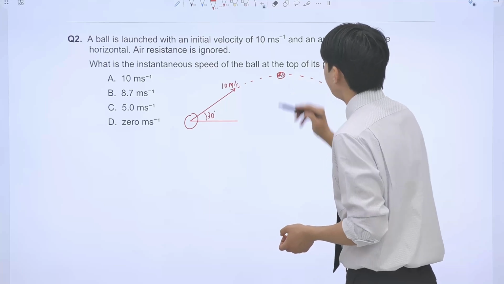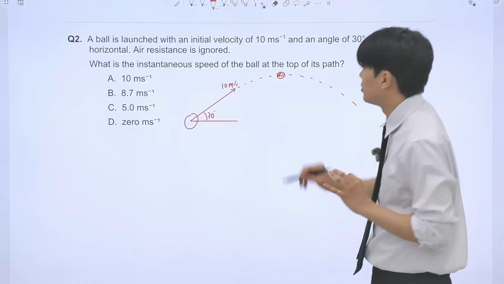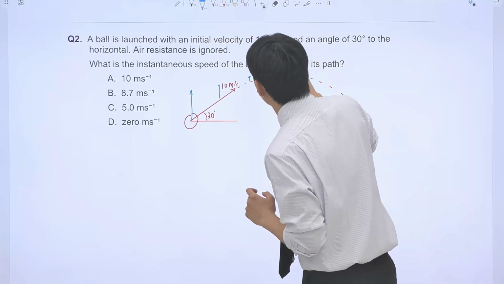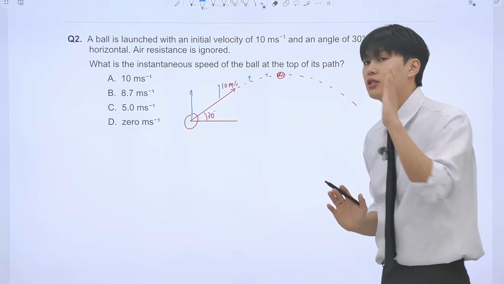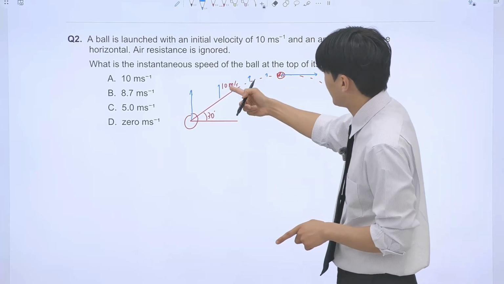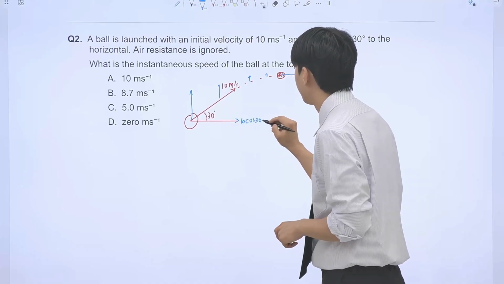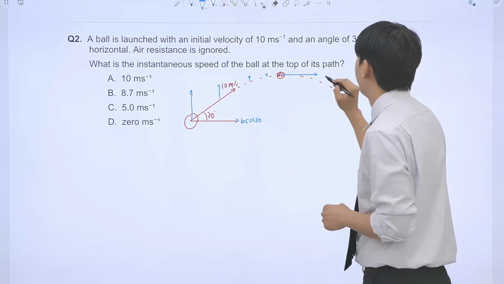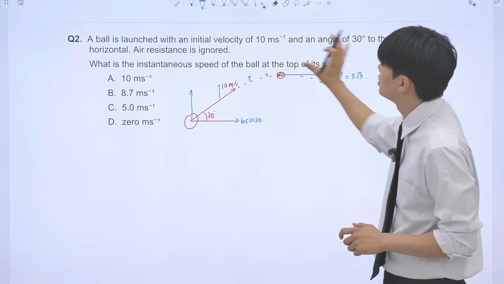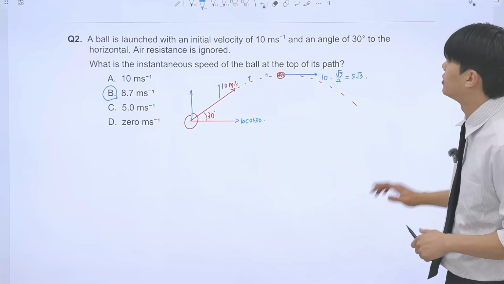At the top, one fact we have to know is that there's no vertical speed, because the vertical speed gets smaller and smaller as it goes to the top. So the vertical component of the speed is 0, and we only have the horizontal component, which is the same as at the start. That is just 10 cosine 30. Cosine 30 is root 3 over 2, so that is 5 root 3, which is about 8.7, which is B. Just put it in a calculator and you get that number, 8.7.